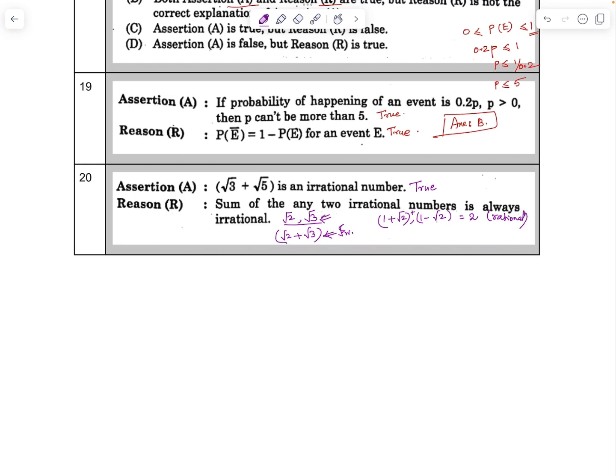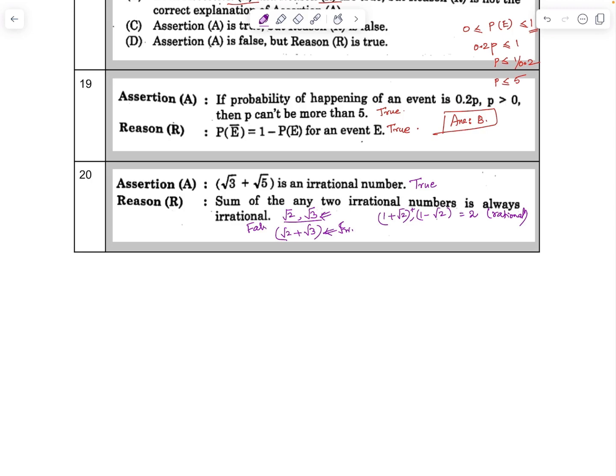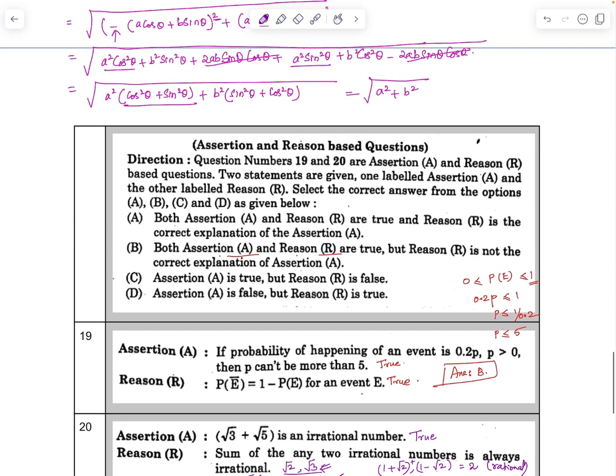So this statement is false. So the option from the list is C. Assertion is true, but reason is false.